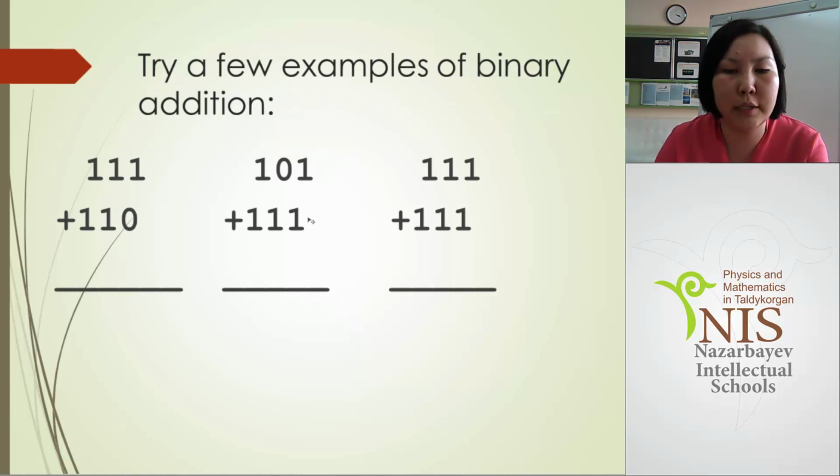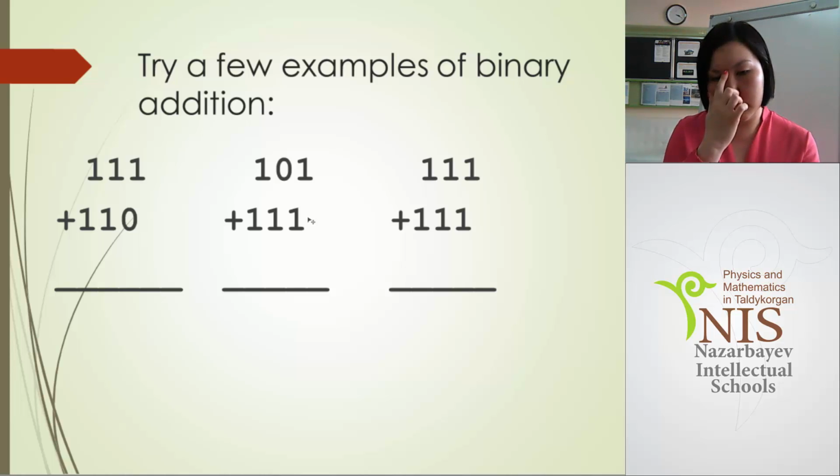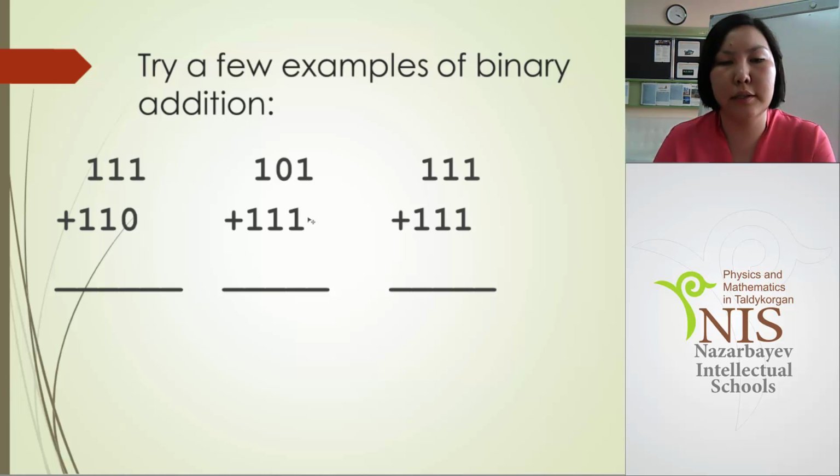Try a few examples of binary addition. I will give you a couple of minutes just to try these examples by yourselves. But when you're doing these examples, you have to remember that 0 plus 0 gives us 0, 1 plus 0 gives us 1, 0 plus 1 gives us 1, but 1 plus 1 gives us 1 and 0, like a 10 in decimal. It means that we write 0 in the same column as the 2 ones and add another 1 to the next column.